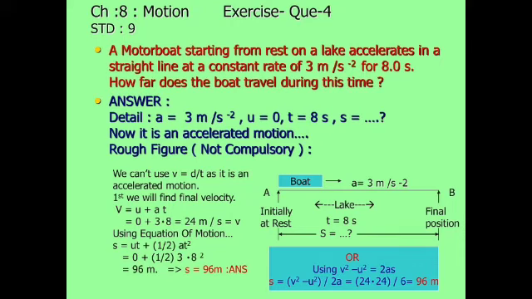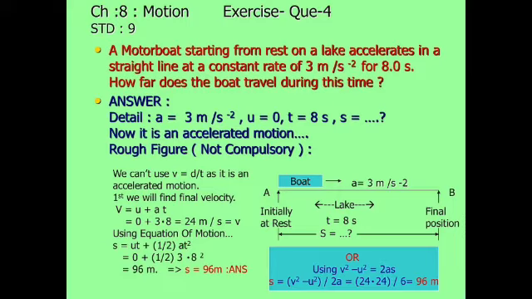Now we are taking one example, question 4. A motorboat starting from rest on a lake accelerates in a straight line at the constant rate of 3 meter per second square for 8 seconds. How far does the boat travel during this time? So, the details are given: a equal to 3 meter per second square, u is equal to 0, t equal to 8 second. So what is the s?